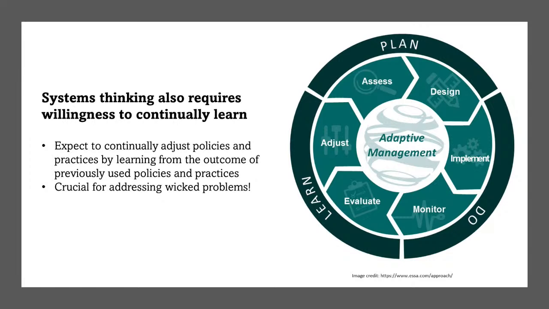So adaptive management is not new, but I don't know that everybody thinks in this way, of this willingness to say, yes, we're going to make a decision, and we're going to try to do our best with the information we have, but we're going to have to make adjustments as we go. And this is just really crucial to drill into our heads for addressing wicked problems. We all want to get it exactly right the first time, but that's just really unlikely to happen.